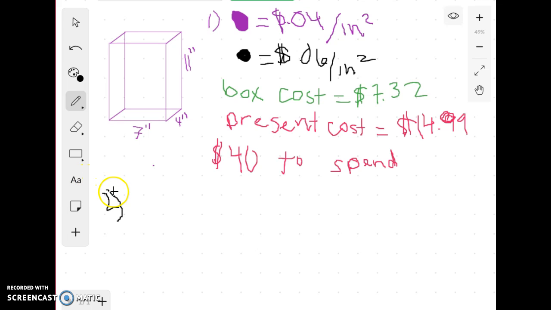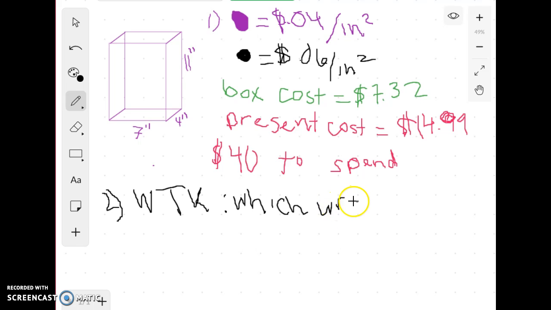So let's figure out how we can write that down. So we want to know, WTK, which wrapping paper we can afford. So I'm going to abbreviate that as which wrapping paper. And then for affording, because we're a little short on room, we're going to put a dollar sign. So which wrapping paper can we afford? That's what this dollar sign means.